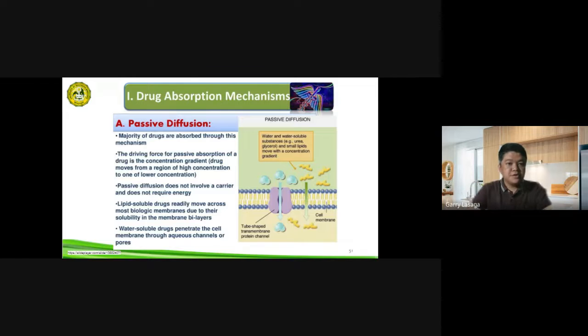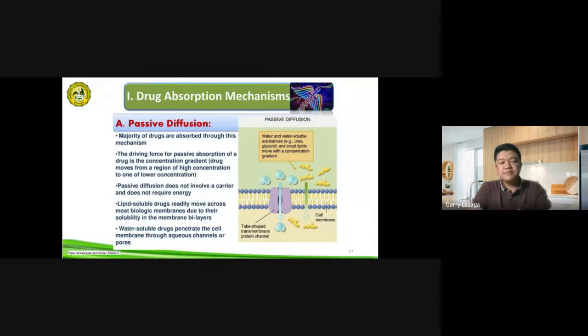For passive diffusion, the majority of the drugs are absorbed through this mechanism. And the driving force for passive absorption of a drug is the concentration gradient of that particular drug. So when we say concentration gradient, that refers to the drug concentration from the outside relative to the inside.